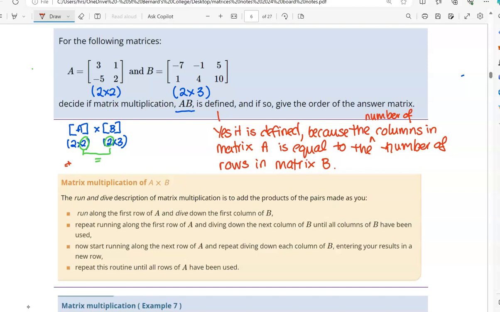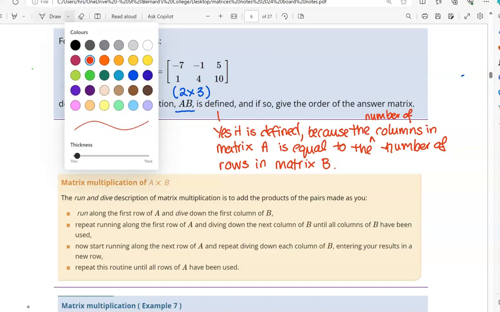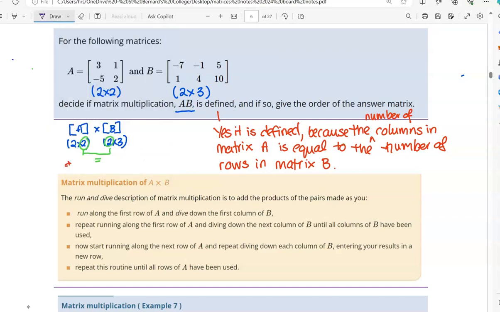Then it asked me for my answer. What would my answer be? If we remember, the answer comes from the rows of the first and the columns of the second. So AB would have an order of 2 by 3. Now we know they're defined, and now we know what the answer is. Now we're going to look at actually calculating some manually. When I say manually, it means without your calculator.